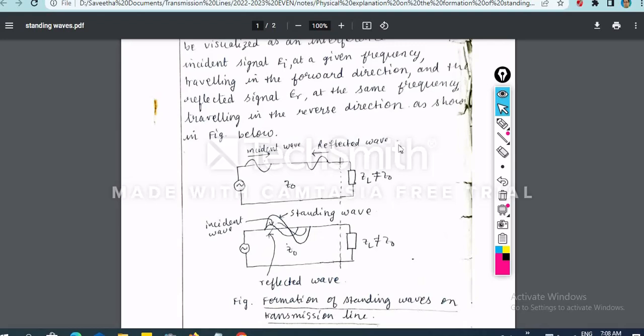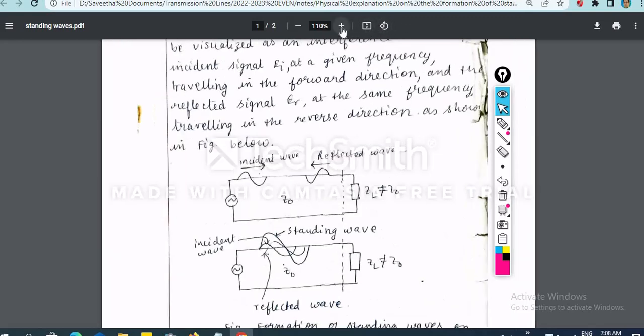Okay, so today I am going to tell you about the formation of standing waves on a transmission line. Now, as you can see in the diagram, here we have a source, here a transmission line, and here is the load ZL. If ZL is not equal to Z0, where Z0 is the characteristic impedance of the line, then what happens?